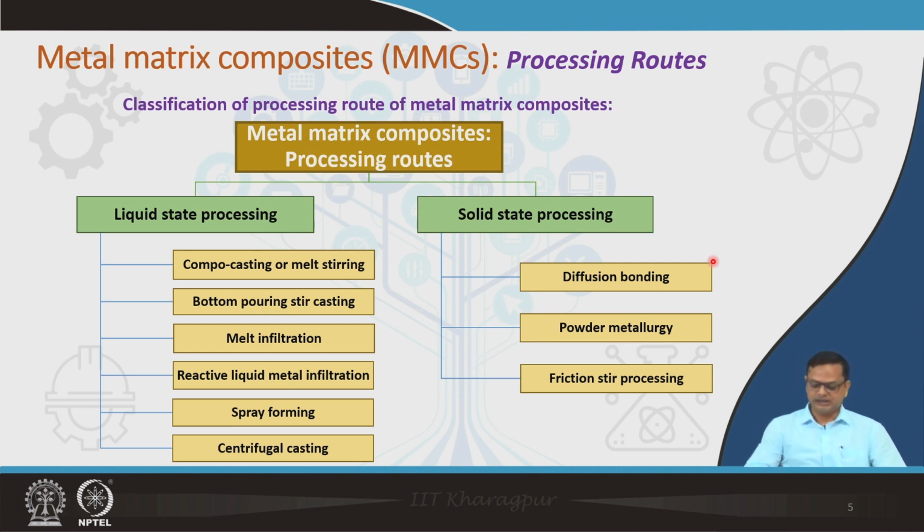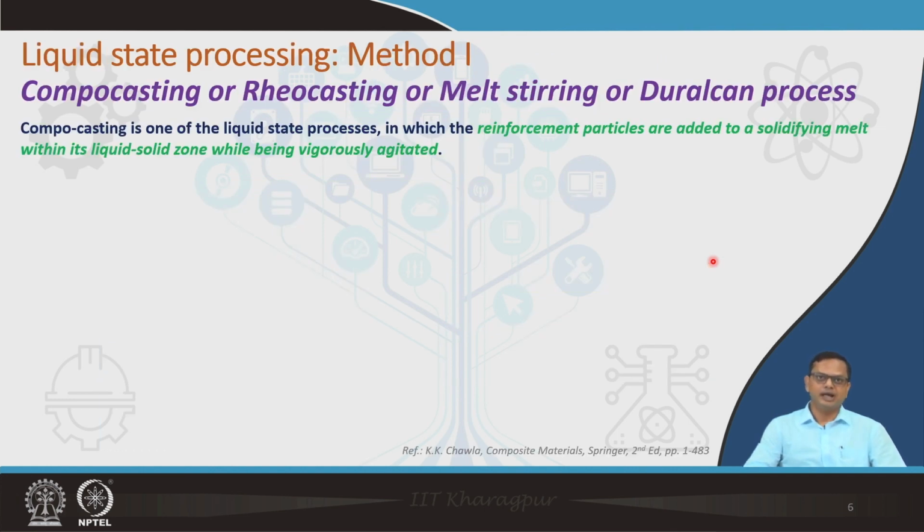So, we will start with liquid state processing. The first method in liquid state processing which I want to discuss is called compocasting, or rheocasting, or melt stirring, or dual can process. Why compocasting? Compocasting means casting of composite material. Why are you calling it rheocasting?